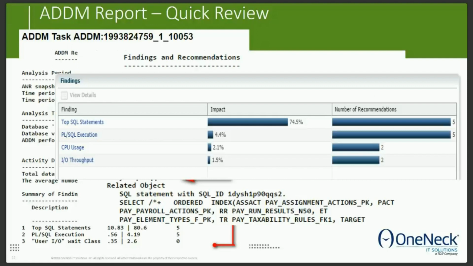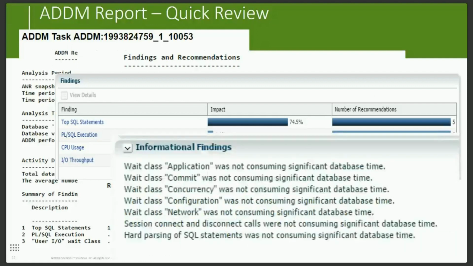Definitely. So I was mentioning the ADDM also shows you where there is not a problem. It shows the areas where it didn't find any problem, like the application was not a problem, commit was not a problem, concurrency was not a problem. So it also shows you where there were no problems. So quickly, you can discount these areas and then start looking somewhere else during that time frame.